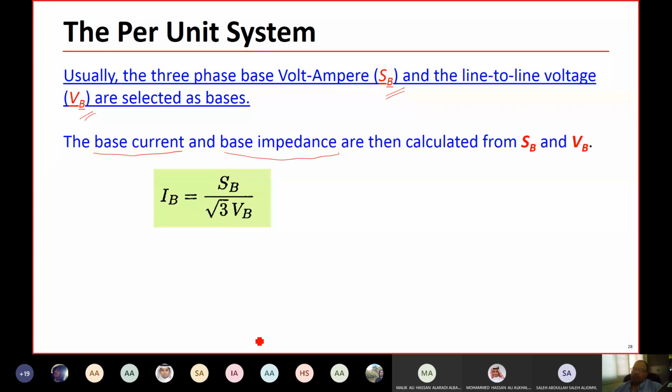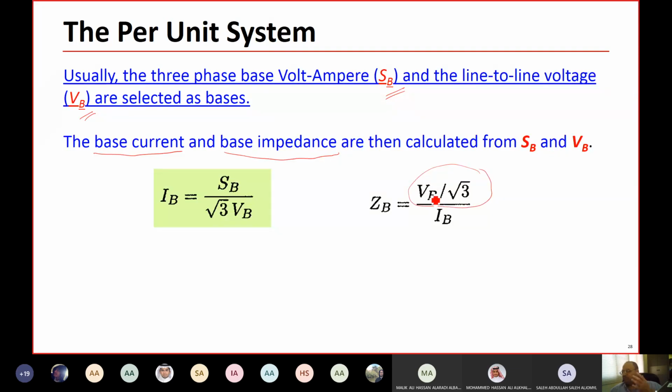How much is Z base? V base square over S base? Z base, yes, of course, but let us go from scratch. We can say Z base equals V base over square root of 3 times I base. Why square root of 3? Because we select V base as a line-to-line voltage. Impedance is defined per phase. There is no line-to-line impedance, right? So this impedance should be per phase, and you have to convert the voltage to per phase.